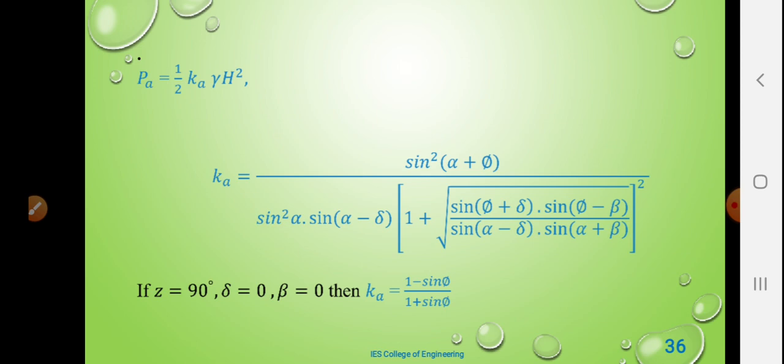So, active earth pressure is the minimum pressure exerted on the wall by the soil before the soil wedge moves downward or outward.